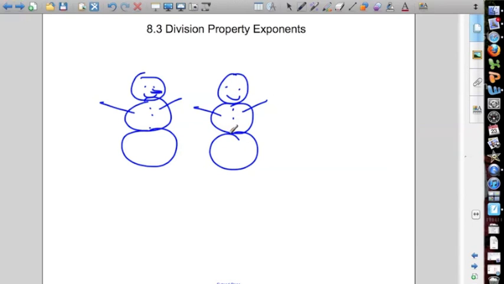But I want to share just a quick joke about snowmen here, and that would be, how do snowmen travel around? By icicle. How does one snowman greet another snowman?